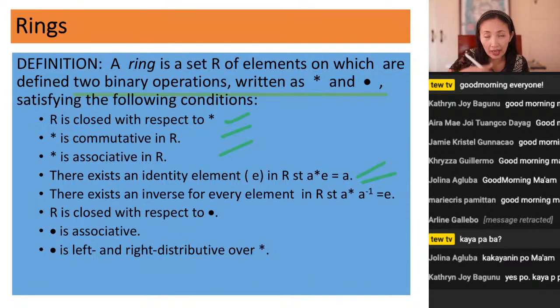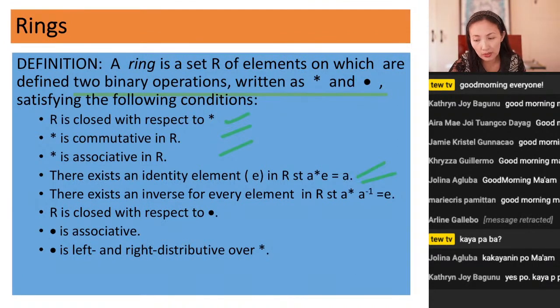So the first 5 properties have to do with the first operation. What properties must be satisfied? Closure, commutativity, associativity, existence of identity, and inverse. The first 5 refer to the first operation. The succeeding 3, I said 8 in total, pertain to the second operation.